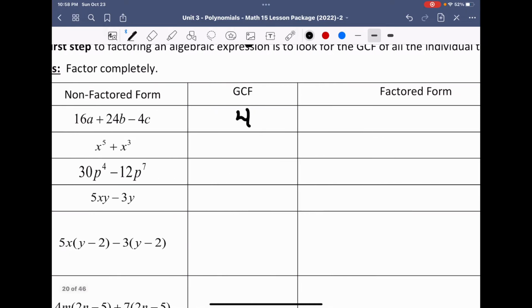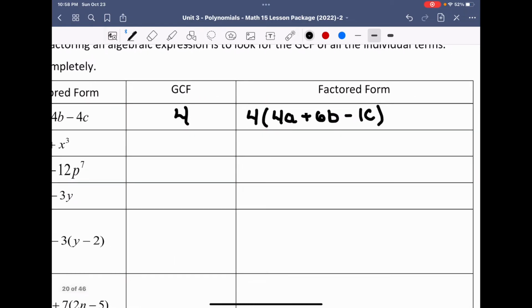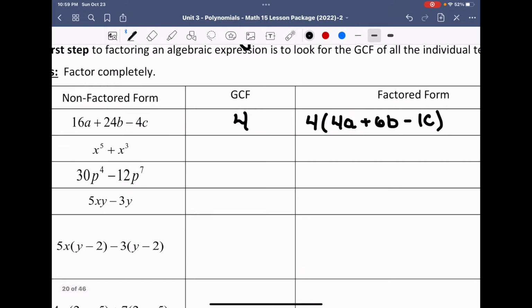Because if I take out a 4 from each of these terms, well, 16 divided by 4 is equal to 4, so I'm going to be left with 4a on the interior. 24 divided by 4 is positive 6b. Negative 4 divided by 4 is negative 1, and I'm left with the c attached to it. And there is my factored form. I've removed the greatest common factor. If I look on the interior, I should not be able to remove any more numbers. And in this case, there's no more things that we can remove, meaning I found my GCF, or the greatest common factor. Let's look at a couple more examples here.